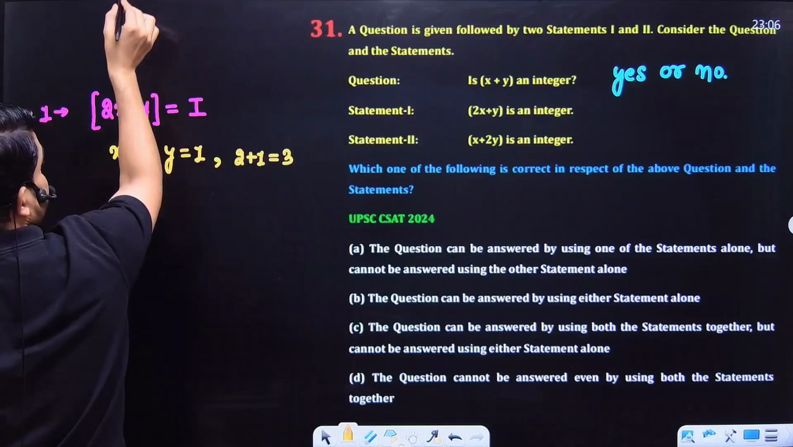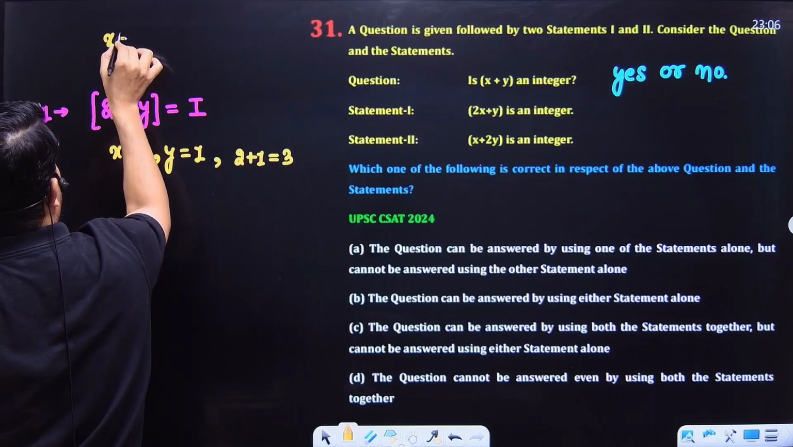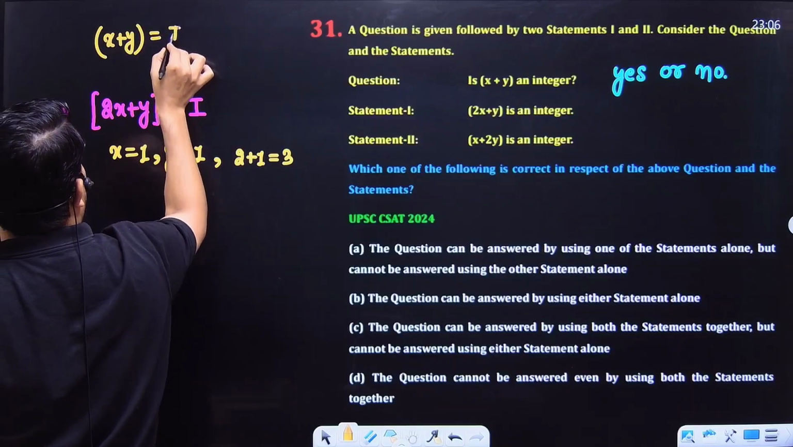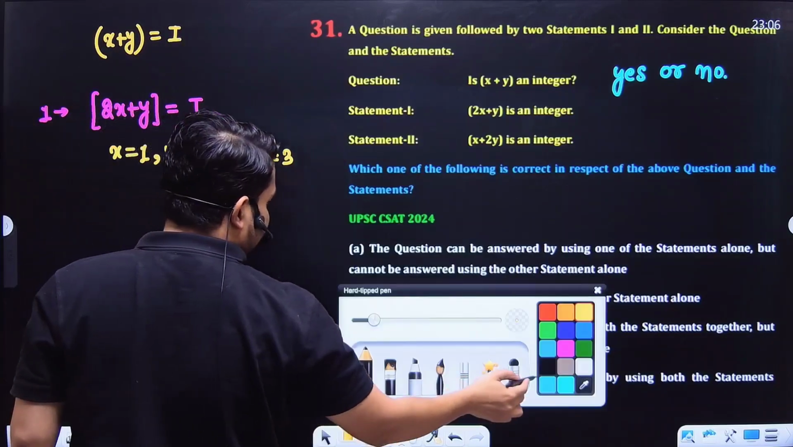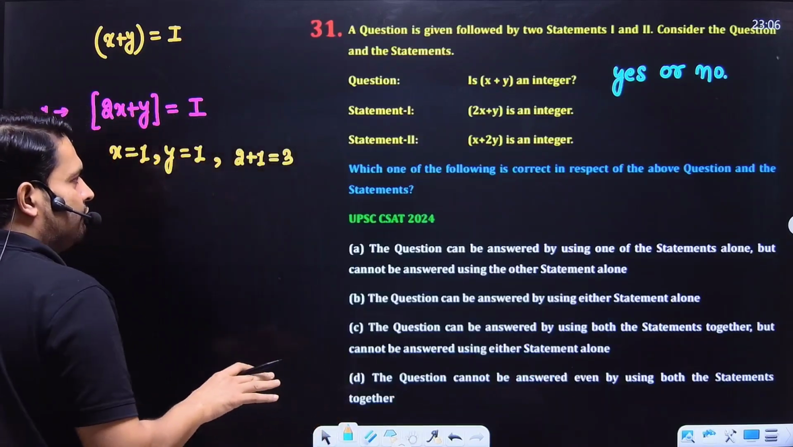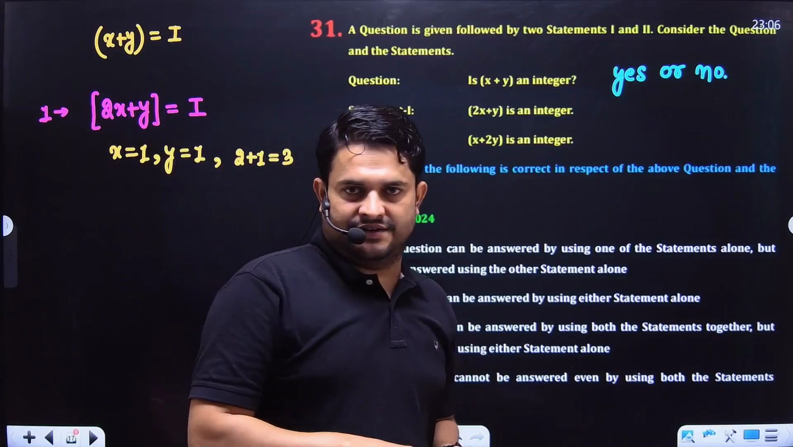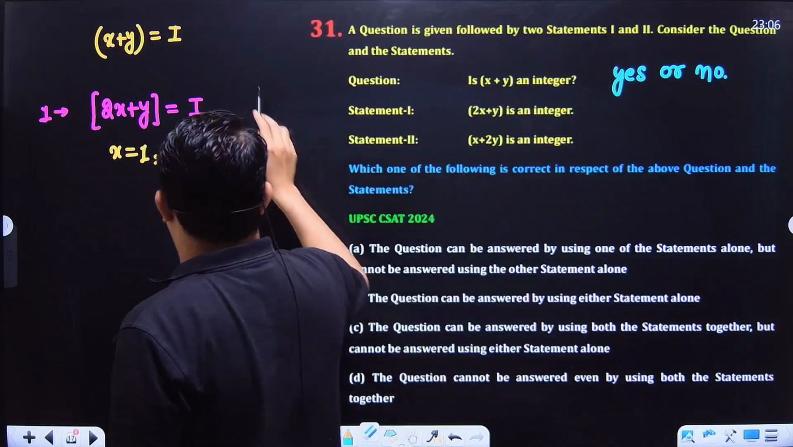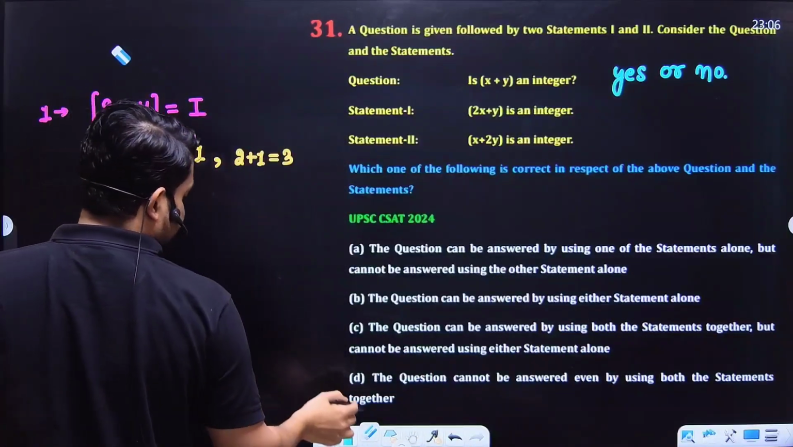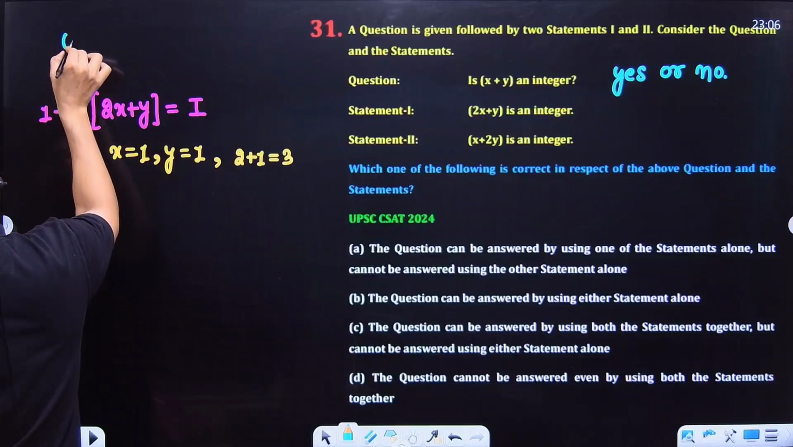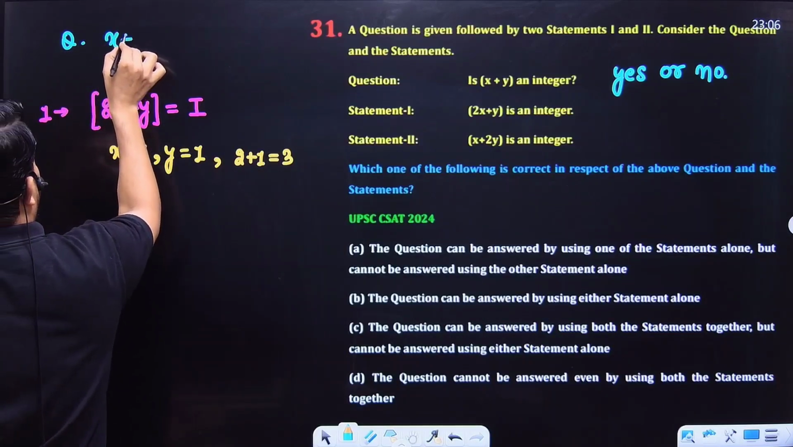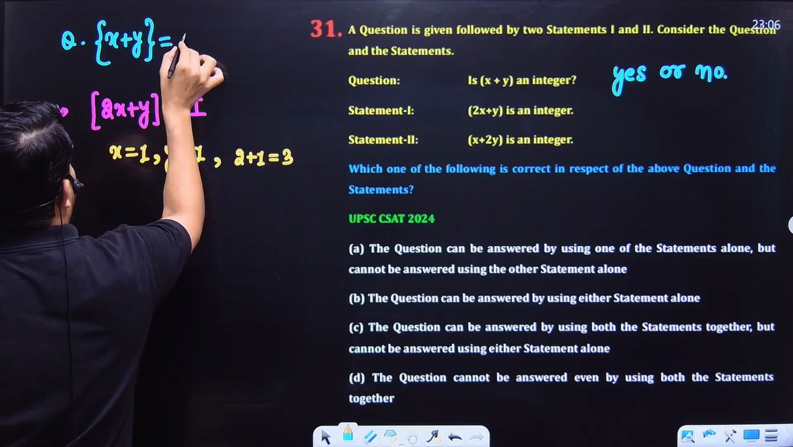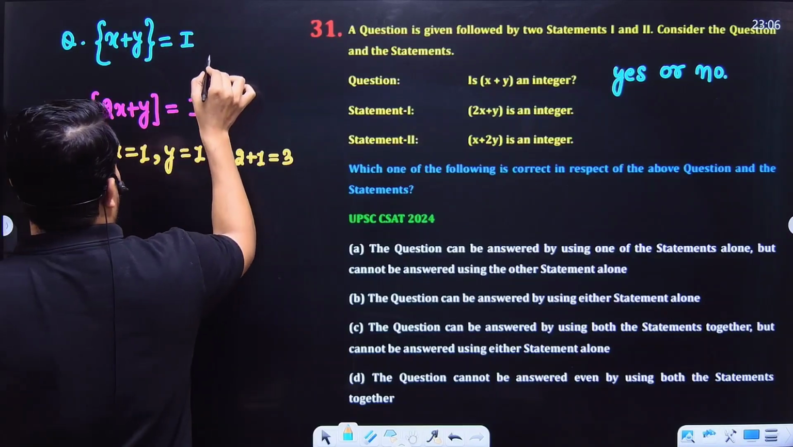My question is: is x plus y equal to an integer? I have to tell my answer either yes or no. I do not have to tell what the value of that integer is. I have to tell whether my answer is yes or no. My question is, is x plus y an integer, either yes or no.